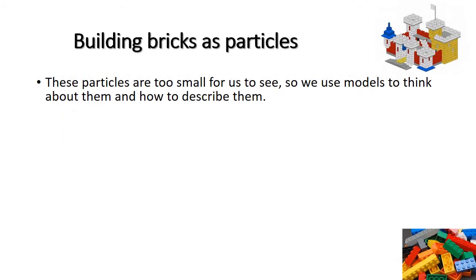Right, so we can use a different model to help us understand what the particle model is saying. So what we can do is use Lego as a model for different particles. The use of models in science is really, really important. We use them in lots of different ways. We use them to model electricity, we use them to model particles.